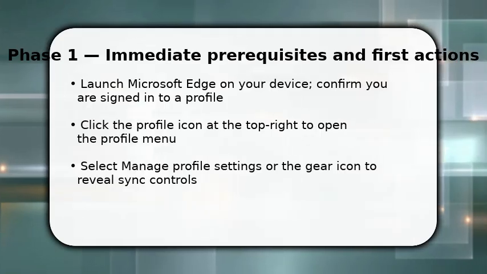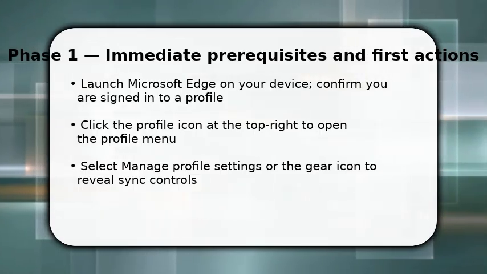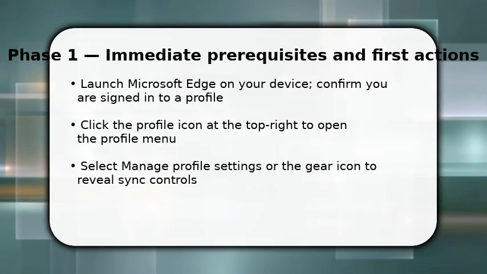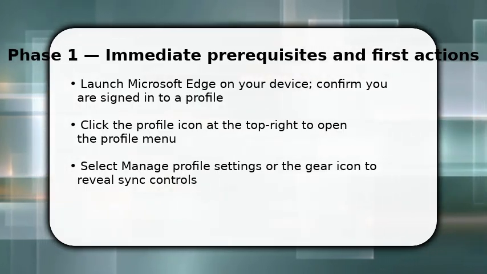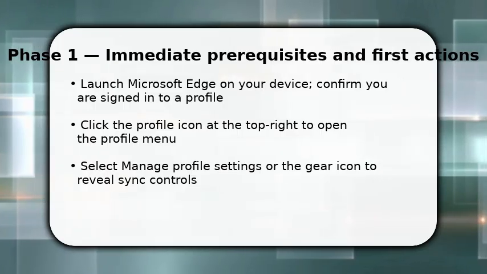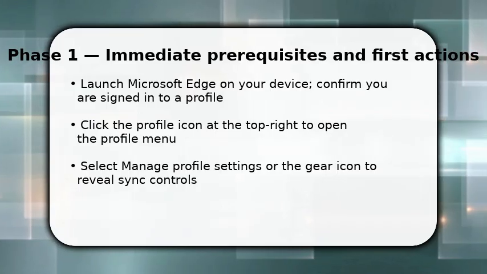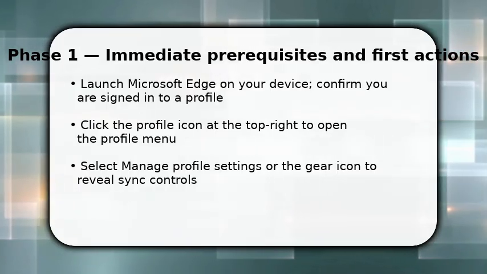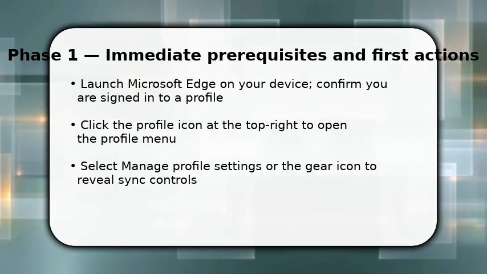You start by opening Microsoft Edge and confirming you're signed into the profile whose sync you want to change. Click the profile avatar in the top right. This exposes account options and a shortcut to settings. Once done, choose Manage Profile Settings or the small gear to jump directly to Profile and Sync controls. This puts you where you can toggle items, so you're acting on the correct account.